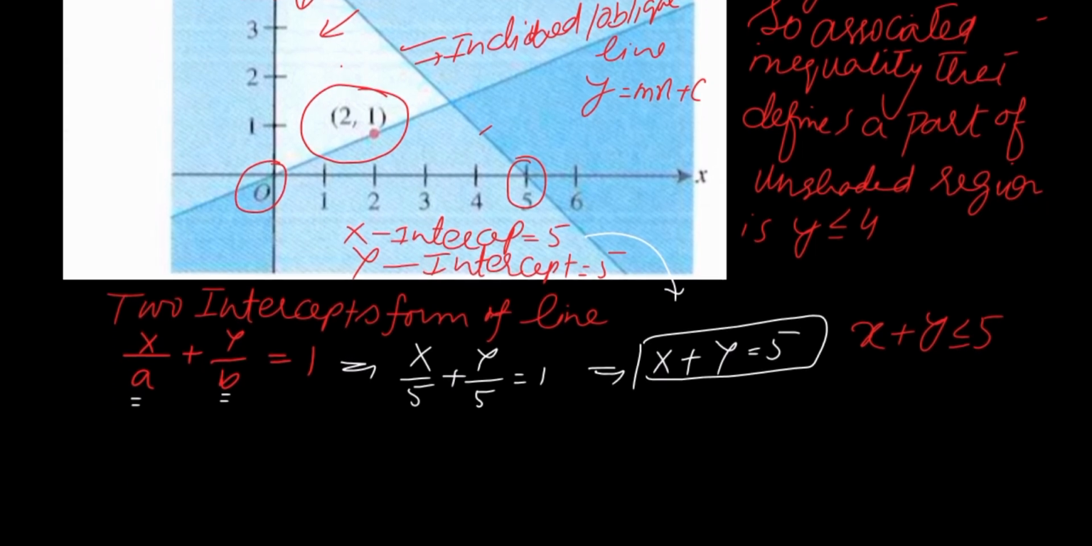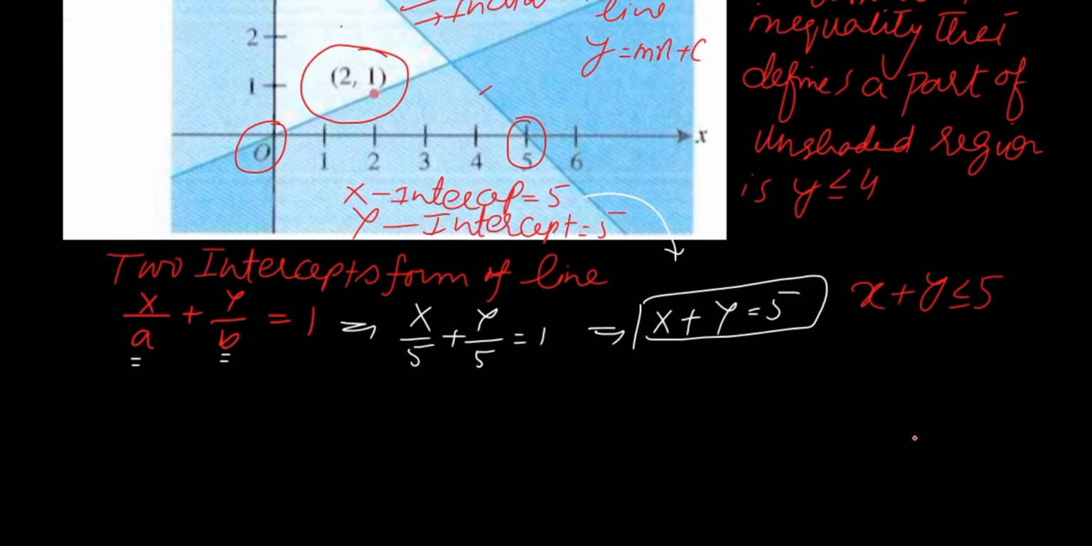Remember, when a line passes through the origin, that line has no non-zero intercept, meaning this line is always of the form y is equal to mx. Here the y-intercept will be 0. So to find the equation of this line, we will use the slope point form.